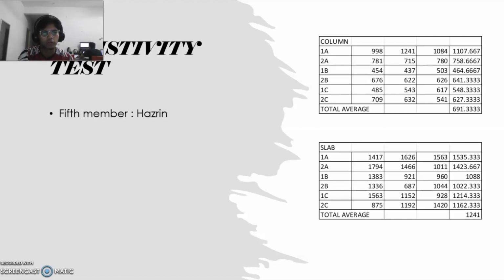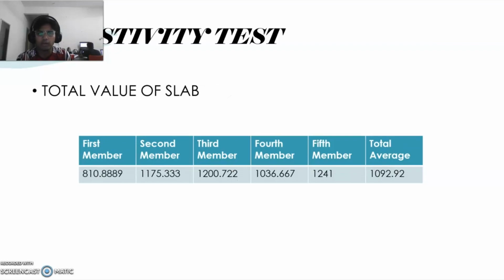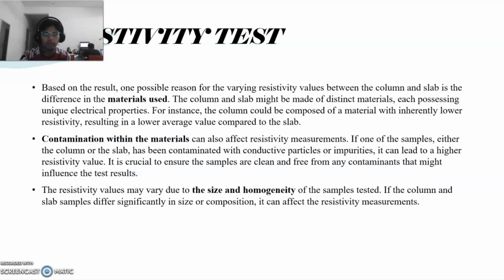For the last member, HAZRIN, the total average for column is 691.333. For the slab, 1241. For the total value, which is the total average for the 5 members that we got, it is 880.4 for the column, and for the total average slab is 1092.92.